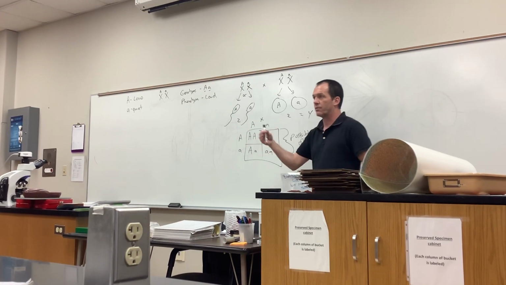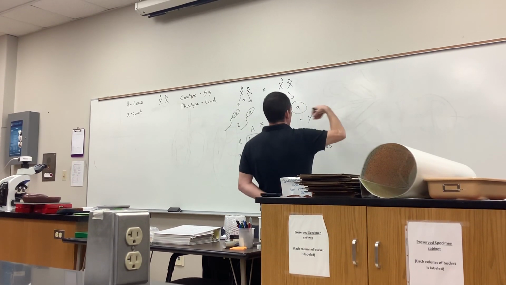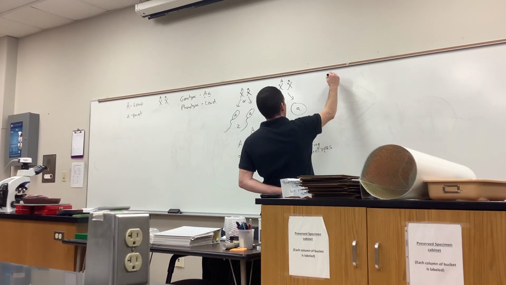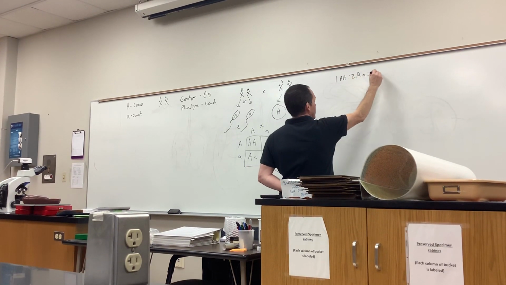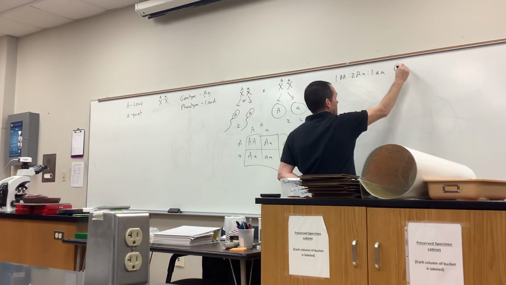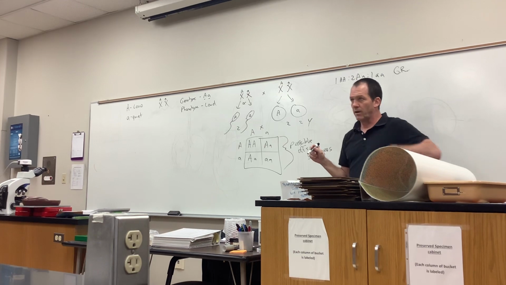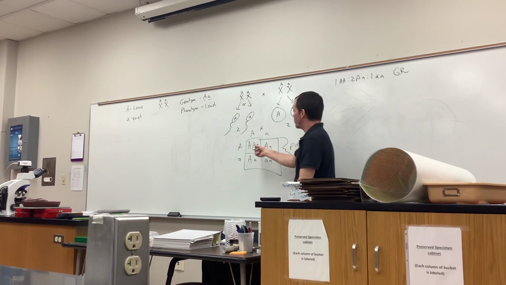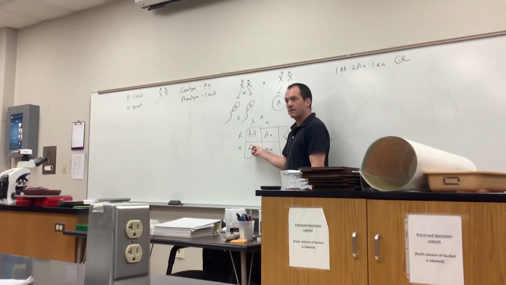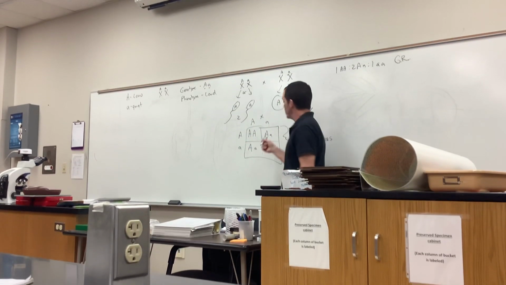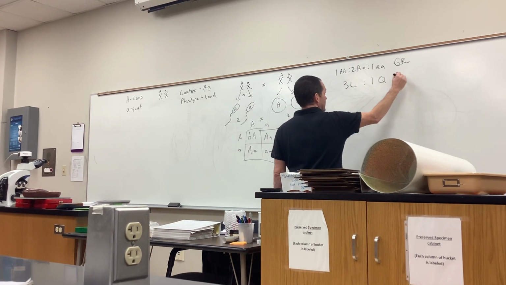So if I asked you what's the expected genotypic ratio of the offspring, I'd say 1 big A big A to 2 big A little a to 1 little a little a. That's the genotypic ratio. What's the phenotypic ratio? What are the phenotypes here? What are the traits? The phenotype's the actual trait. Loud, right? Quiet. So 3 loud to 1 quiet. And that's the phenotypic ratio.